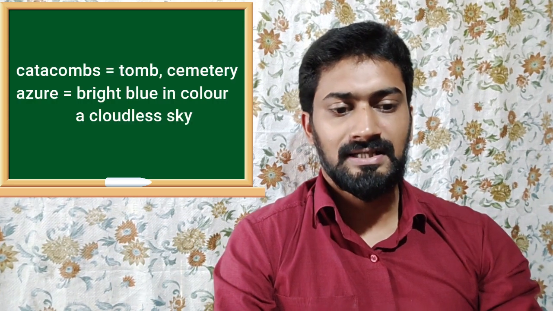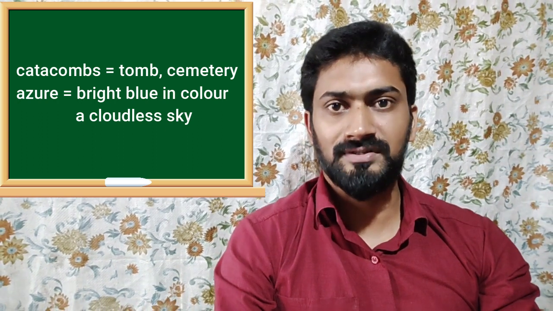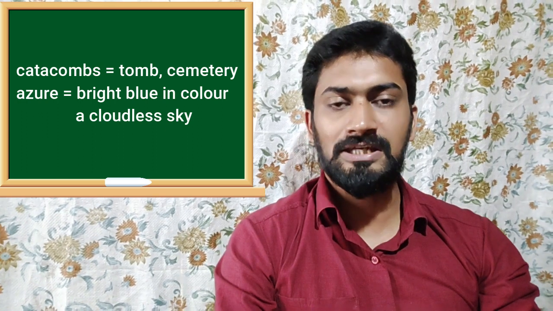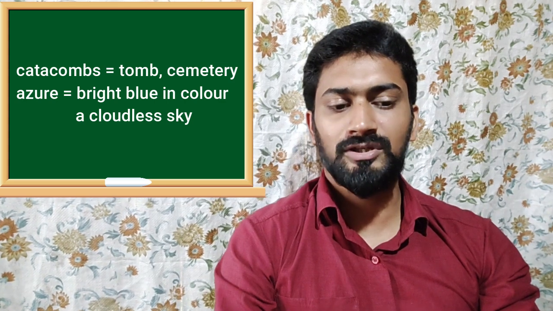One or two difficult words only you will find there. One is catacombs. Catacombs means tomb or cemetery where the dead bodies are buried. Then ashore. Ashore means deep blue. These are the words that you may find there. Now we will see the meaning of those lines.